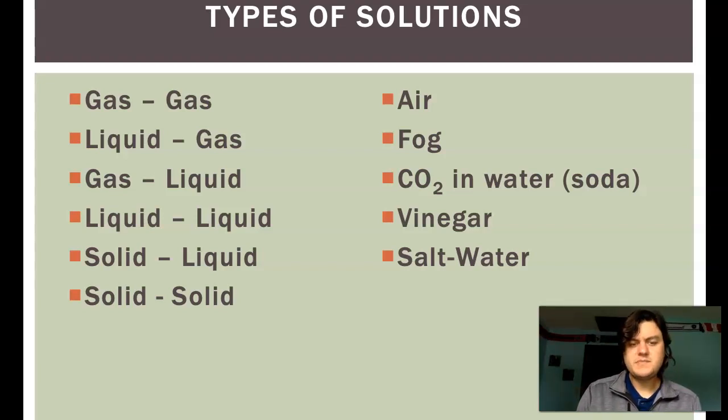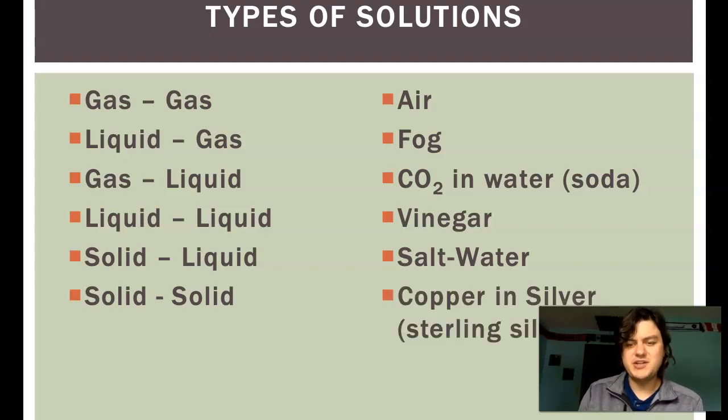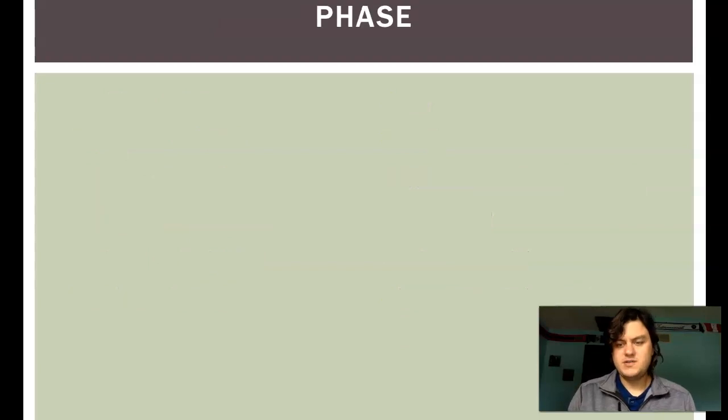And finally, solid in solid. This one's a little bit harder to imagine, but think about any alloy, when we make a combination of different metals in different ratios. They're not chemically changing their identity, but we are getting a new set of properties based on the combination of physical properties. For example here, just a little bit behind my picture, is copper in silver. So that is sterling silver.